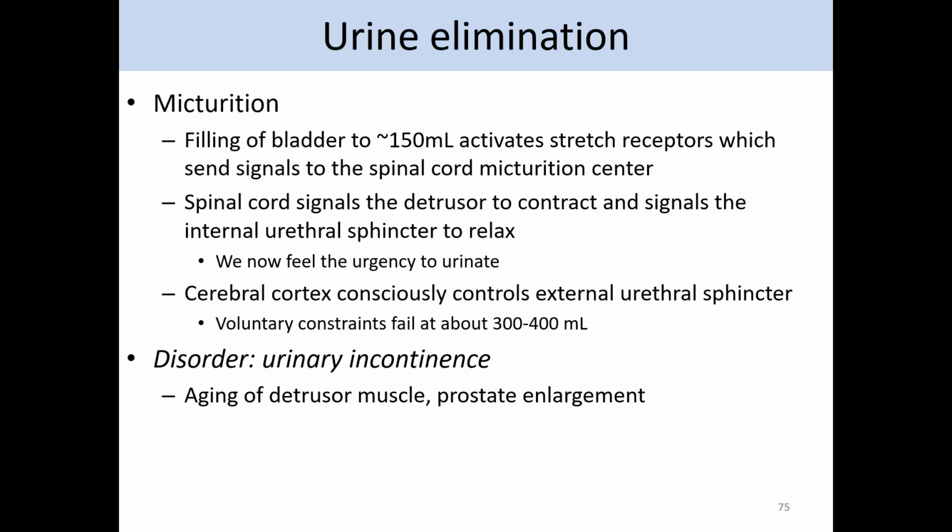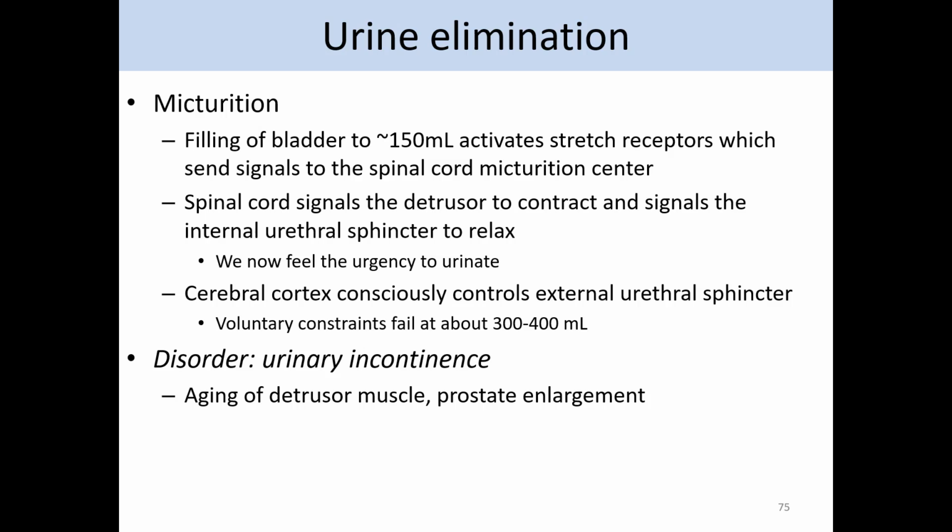But we aren't urinating yet because the cerebral cortex helps us to consciously control the external urethral sphincter. We can actually push off the process of micturition until the bladder gets to about 300 to 400 milliliters full. At that point, our voluntary constraints will fail and the process of urination will occur whether or not we want it to. Urinary incontinence is the word we use to describe an inability to control the process of urination.